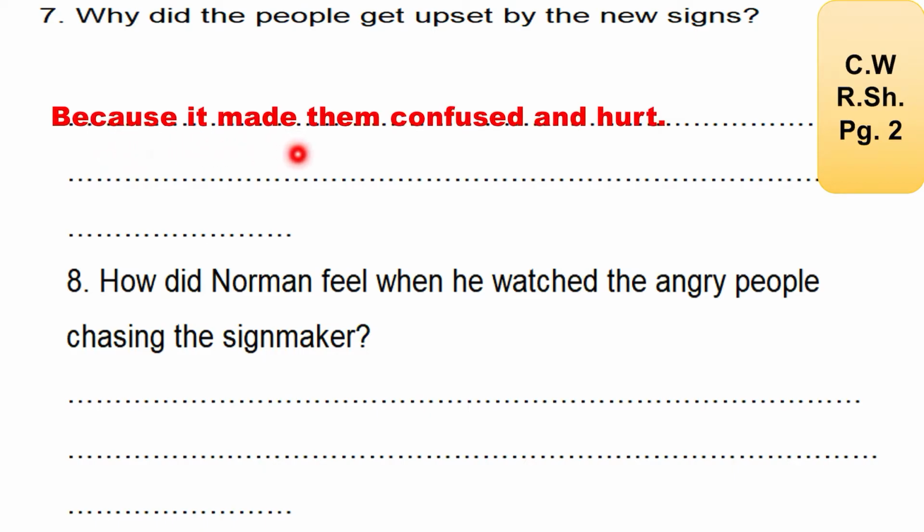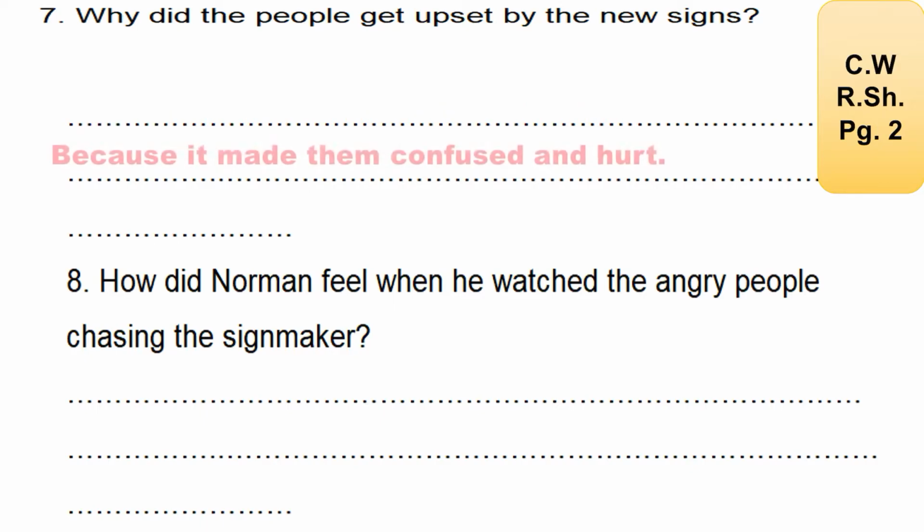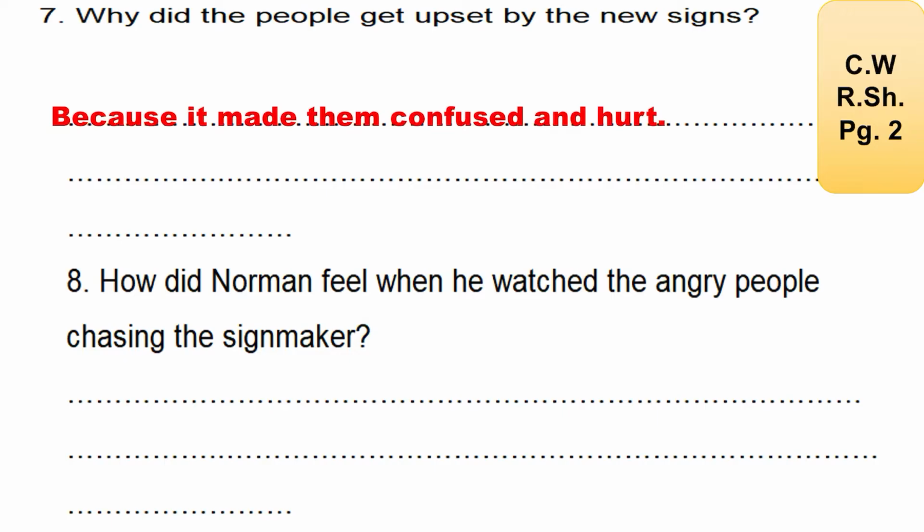Yes, because it made them confused and hurt. Yes, and put the town in a huge mess. Yes, all the people were what? Confused and hurt because of Norman's signs. Oh, Norman. Who can read question number 8 to the teacher, please, grade 2 students?